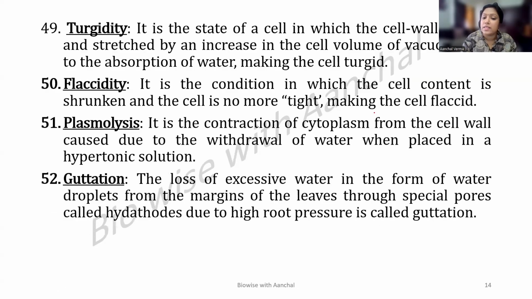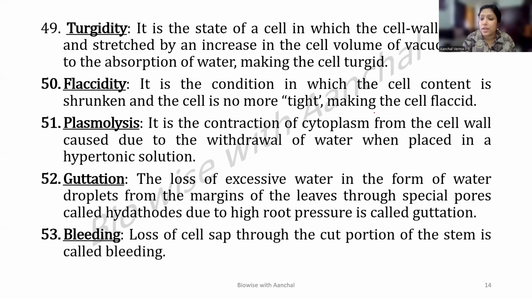Guttation, the loss of excessive water in the form of water droplets from the margins of the leaves through special pores called hydathodes due to the high root pressure is called guttation. Now, children, these are the complete definitions. If you could write this, it will be great for you. Bleeding, loss of cell sap through the cut portion of the stem is called bleeding. Just as with any cut the blood comes out, in the case of a plant it is the entire cell sap that comes out. So all the dissolved minerals will also come out. The difference between transpiration and guttation or bleeding on the basis of the water lost can also be given.